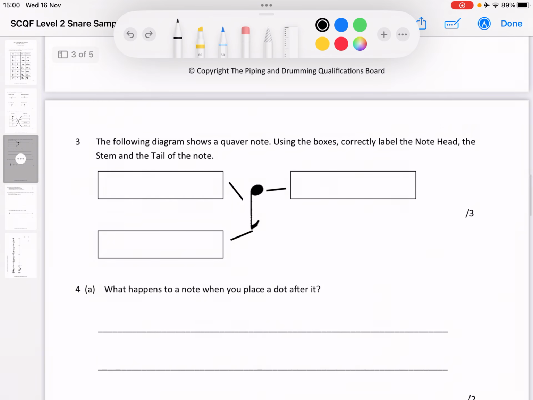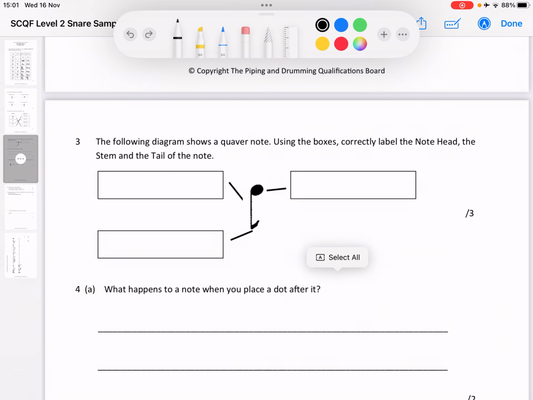The following diagram shows a quaver note. Using the boxes, label the note head, the stem and the tail. So it's giving you the answer. That is a gift. The bottom of the note cannot be the note head, so the note head is the easiest one.